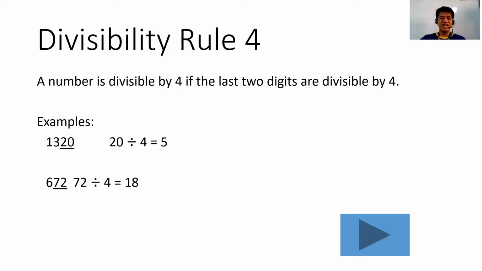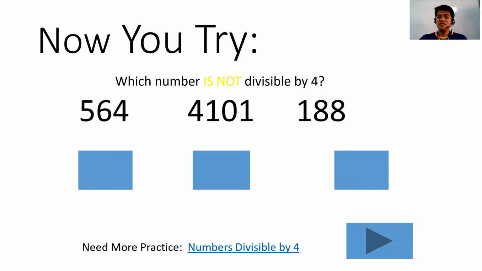Very good. Now, let's proceed to 672. 672, the last digits are 7 and 2, 72. Ma-divide ba siya sa 4? Yes, 72 divided by 4 is equal to 18 without any remainder. So therefore, 672 is divisible by 4. Now, sasagutan na naman natin itong ulit. Hindi tayo makaka-proceed to the next slide kapag hindi natin ito matama.